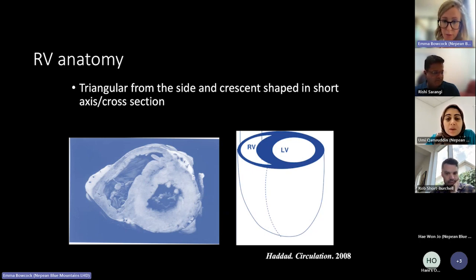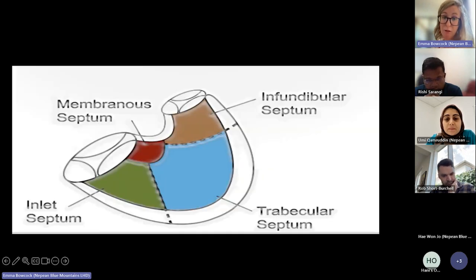So again, we'll be familiar with this, but I think it's important to cover. The RV is triangular when we look at it from the side. It's concentric when we look at it in cross section. It wraps around the LV. It's obviously thin walled, about 5 to 7 millimeters, much thinner than the left. The mass is about a fifth that of the LV.